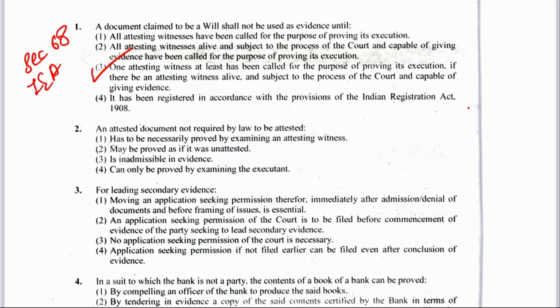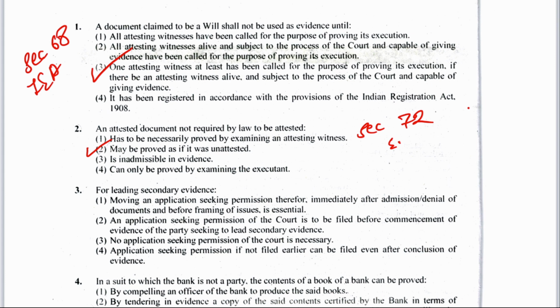Next is question number 2. An attested document not required by law to be attested has to be necessarily proved by examining an attesting witness, may be proved as if it was unattested, is inadmissible in evidence, can only be proved by examining the executant. Well, this one is section 72 of Evidence Act, and here the right answer will be option 2, may be proved as if it was unattested. And what does section 72 talk about? It talks about proof of document not required by law to be attested.